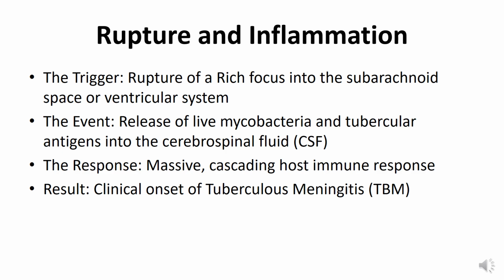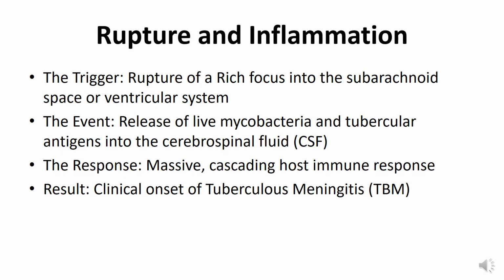Patients may develop headaches, fever, neck stiffness, altered mental status, cranial nerve deficits, seizures, or focal neurological symptoms. Without prompt diagnosis and treatment, the condition can rapidly progress and become life-threatening. The rupture of a rich focus therefore represents a pivotal turning point in disease progression. It marks the transition from a silent, localized infection to an active inflammatory disease involving the central nervous system. This event is considered the classic mechanism underlying the development of tuberculous meningitis, or TBM.